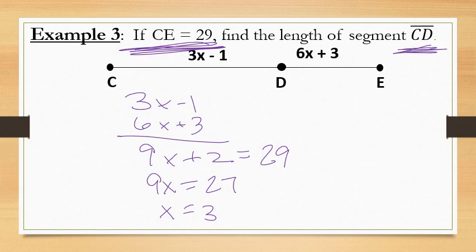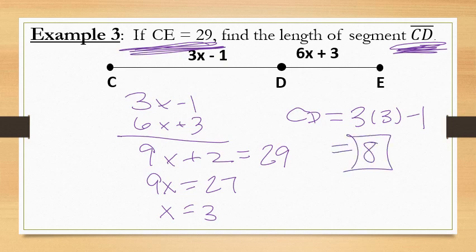Divide each side by 9, and x is going to equal 3. Again, they don't want x. They want the length of CD. So for CD, I'm going to come back up here and plug that value of x in. So 3 times 3 minus 1, and 9 minus 1 is 8. So the length of CD is going to be 8.